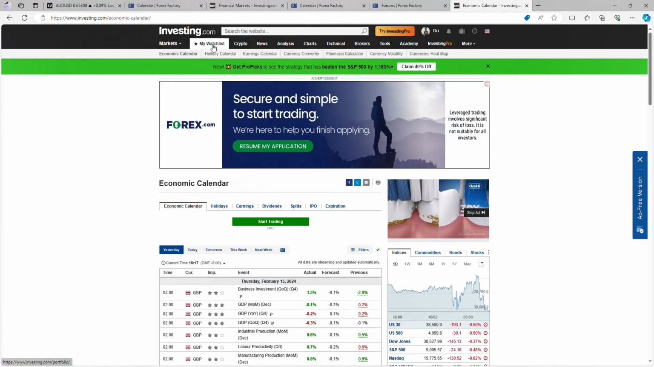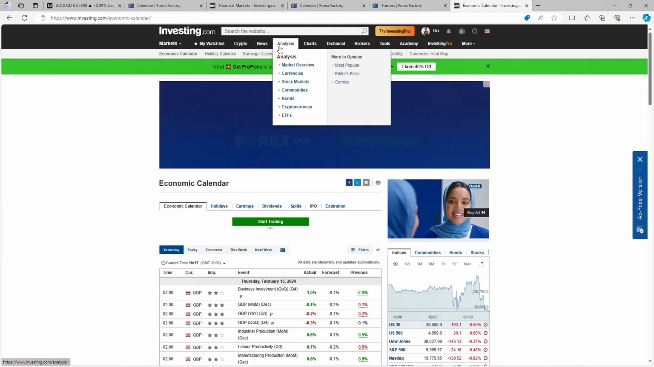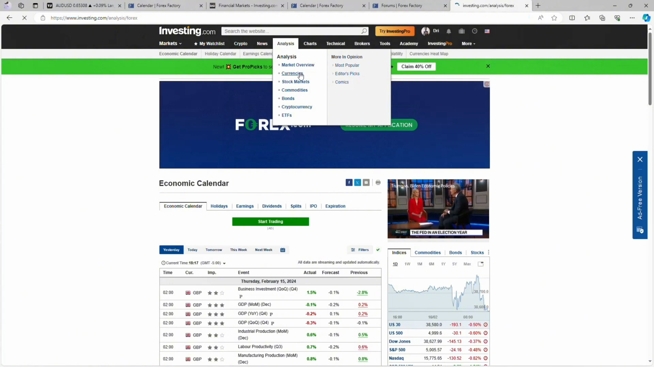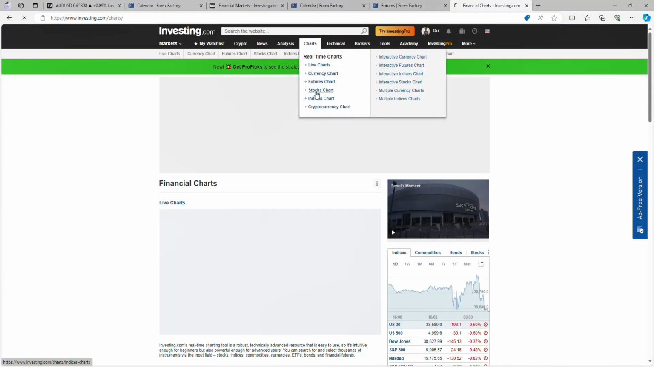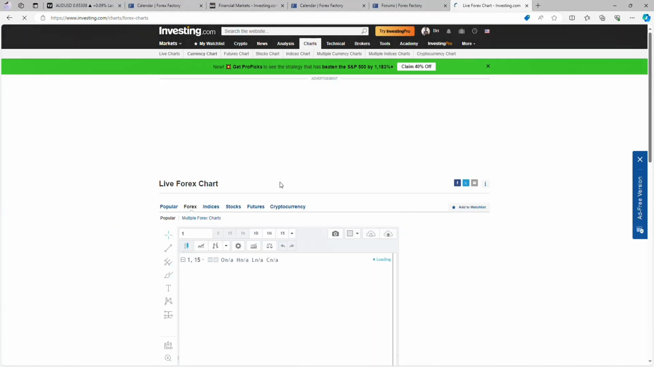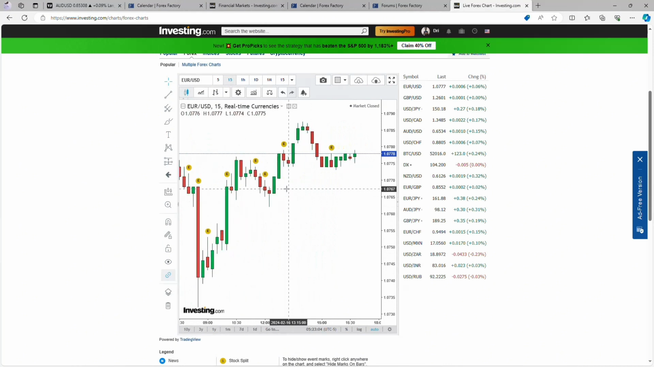Now you have my watch list, you have crypto for those who want to trade crypto, you have the news, you have the general market overview, you can look at currency, you can look at stocks, commodities, and the rest, okay? Let's look at currency charts here. It's going to show you currency charts, and you can also use this tool to analyze the market. It's almost like what you have been learning.